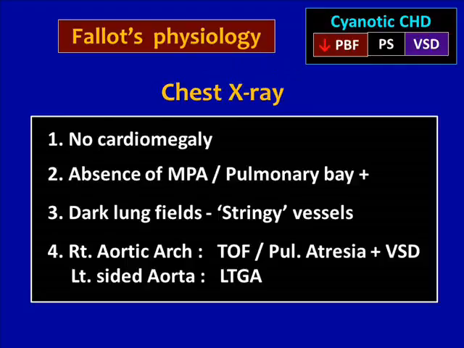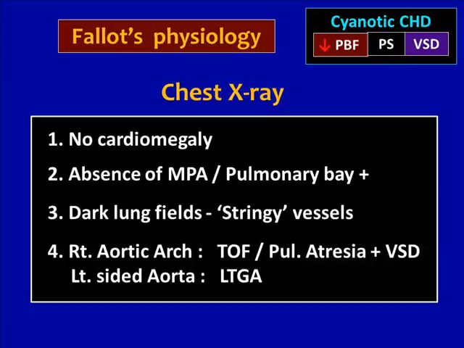So now let's look into the chest X-ray in patients having cyanosis with decreased pulmonary blood flow. The chest X-ray will reflect the pathophysiology. Chest X-ray will not show cardiomegaly. The main pulmonary artery segment is absent in the majority of cases because the MPA is hypoplastic with pulmonary stenosis. So consequently, the pulmonary bay is seen.